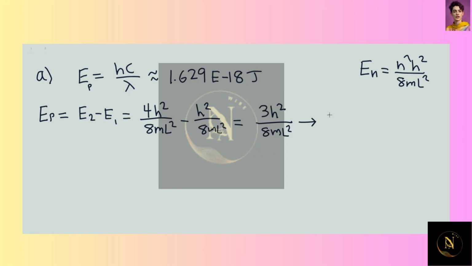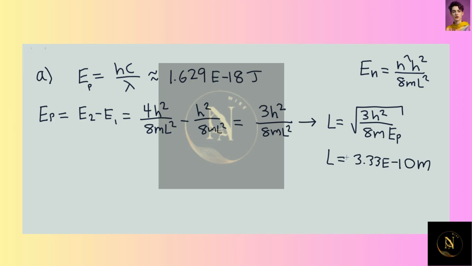Solve for L, we get L equal to the square root of 3h squared over 8 m E_photon. Plug in our numbers and the mass of an electron. We end up with L equal to approximately 3.33 times 10 to the negative 10 meters. So that's about on the order of an atom. Okay, so that's our first main result.